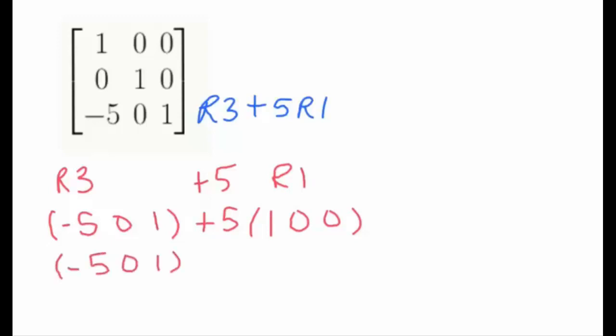Okay, so we still have minus 5, 0, 1. And if we multiply all of these numbers by 5, we'll have 5, 0, 0. And we're going to add these piece by piece. So minus 5 plus 5 will give us 0. 0 plus 0 will give us 0. And finally, 1 plus 0 will give us 1. So this is our new row 3.